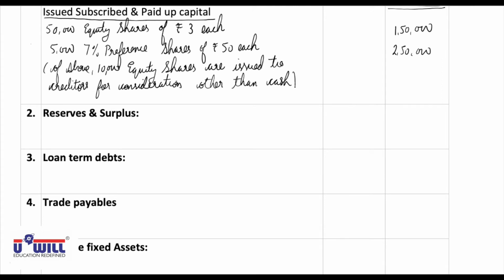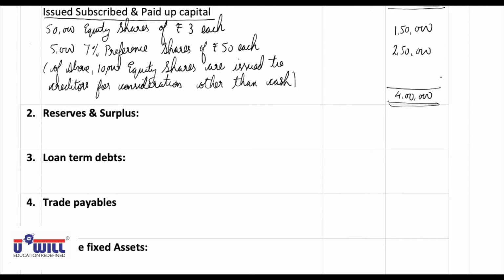This disclosure will come in brackets. Total amount of share capital: 1,50,000 plus 2,50,000, that is 4 lakhs.